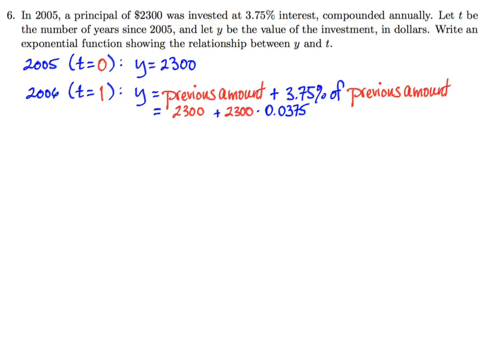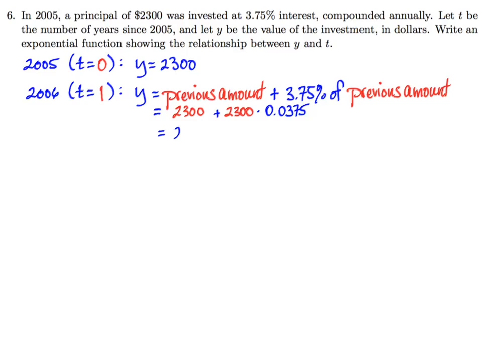Now, I can go ahead and compute that, but we're looking for a pattern. So it's best not to actually put this in our calculator, but to see if we can write it in a compact way and leave it in that compact form and then do it again for the next year. See if we can find a pattern. So what I'm going to do is I notice I have two terms being added together. 2,300 plus 2,300 times some number. So what I'm going to do is factor 2,300 out of both of those terms. So that's my GCF, right?